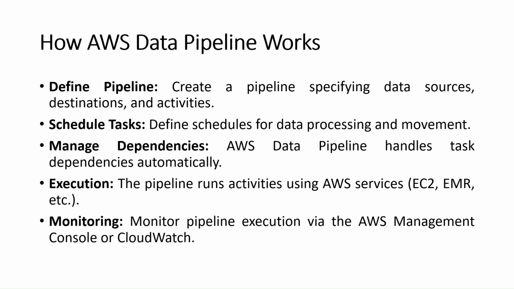And lastly, monitoring. Monitor pipeline execution via the AWS Management Console or CloudWatch. While your pipeline is running, you can check its progress using the AWS Management Console or Amazon CloudWatch. If something goes wrong, you will get alerts or logs to help troubleshoot the issue. This makes it easy to ensure everything is working as expected.